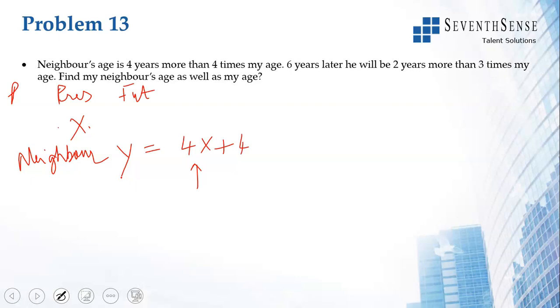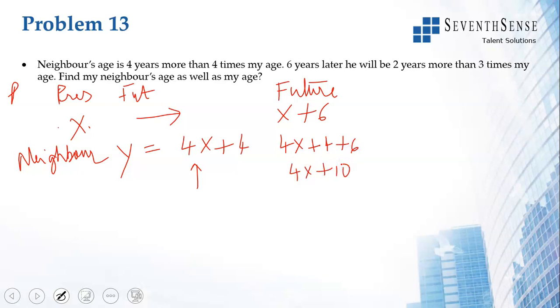Now 6 years later, which is in the future, what would their ages be? This person's age would be, I write future here, in the future, this person's age would be x plus 6, right? Now the neighbor's age is 4x plus 4. 6 years later, it will be 4x plus 4 plus 6, which is equal to 4x plus 10. So you have my age as x plus 6, my age in the future, 6 years later, and this is neighbor's age, 6 years in the future.